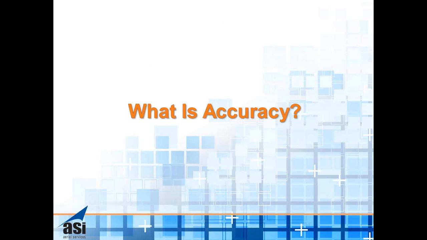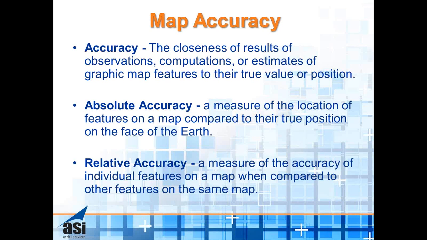What is accuracy? I've talked with a lot of people, and when we go to get this kind of definition, it's always easier to put people on the same page when you're talking about something. So we'll talk about map accuracy, and the map accuracy is the closeness of results of observations, computations, or estimates of a graphic map feature to their true value or position.